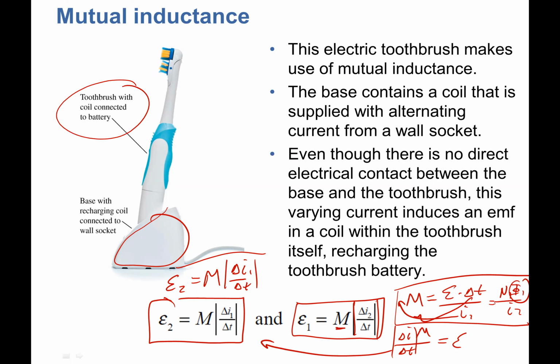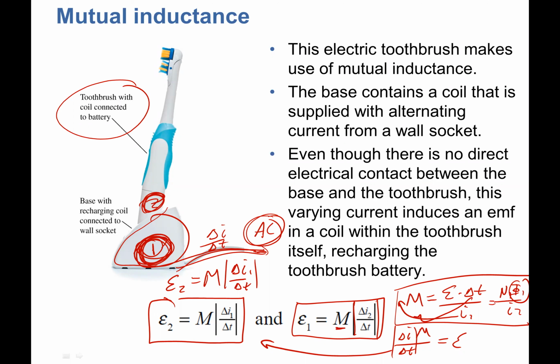But there's a coil inside the toothbrush, and there's a coil over here in the base. As the base is connected to the power source, the current goes through coil 1, let's say, and generates a magnetic field through coil 2. But the key here is that there has to be a changing current as a function of time. All the appliances in our house, all those power sockets, are actually not DC, but AC.